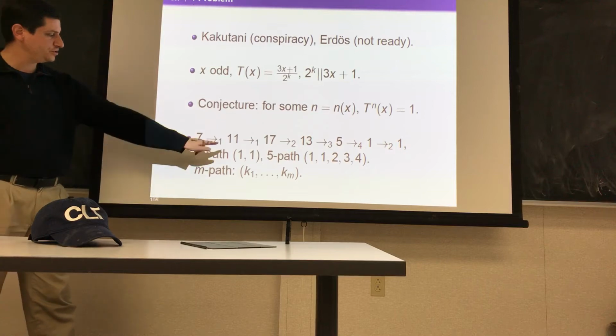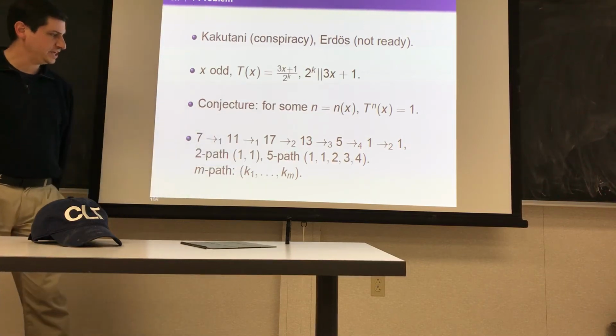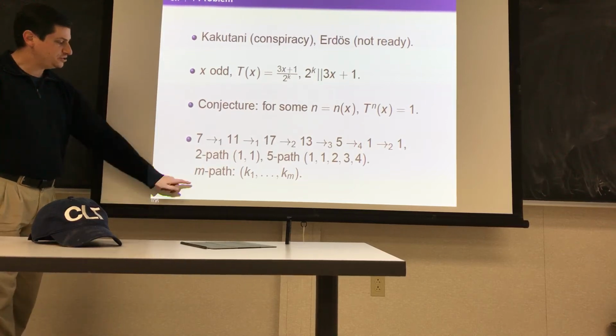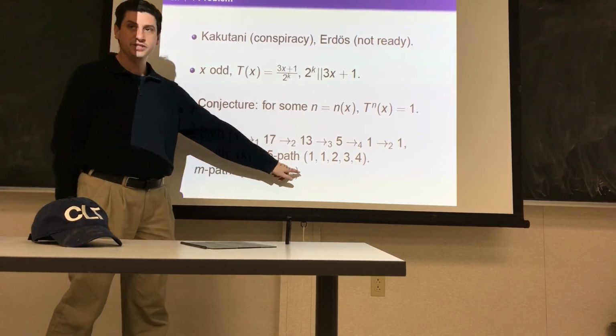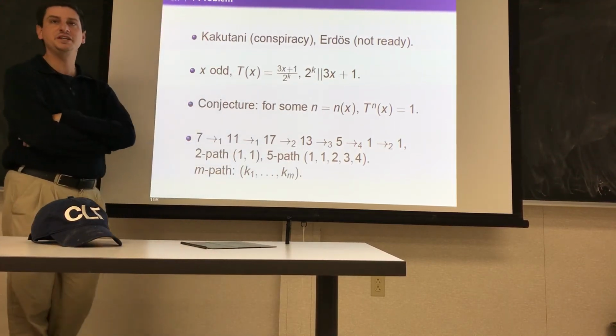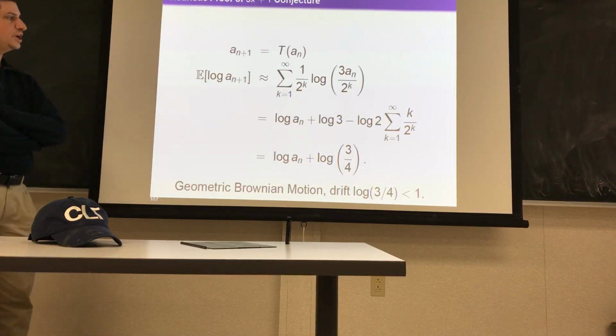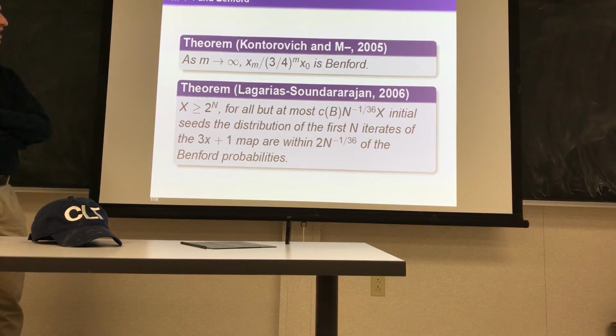And so if I look at just the first 2 in my chain, that's a 2 path. If I look at the first 5, it's a 5 path, and so on and so on. It turns out that these powers behave like independent, identically distributed geometric random variables. And so we can do a lot of analysis. I'm going to skip the slide in the interest of time.